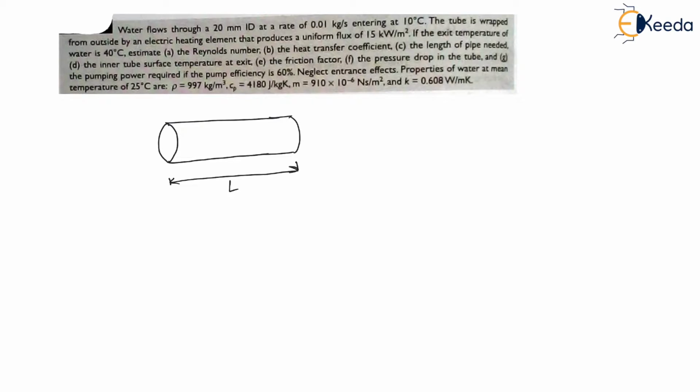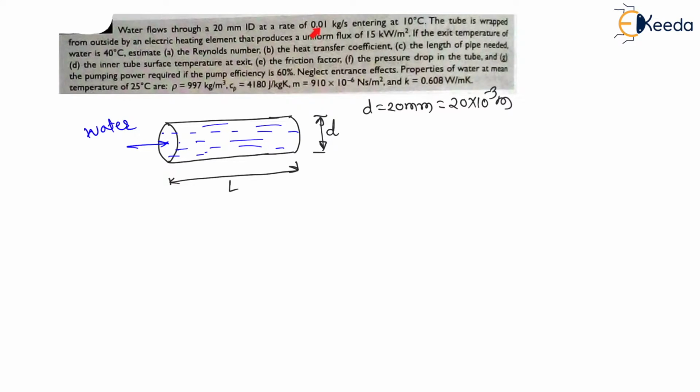And diameter D. For this pipe, the diameter is given as 20 mm inner diameter, which is 20 into 10 to the power minus 3 meter. This will be the diameter. Through this pipe, the water is flowing. Here they have again mentioned the mass flow rate of water is 0.01 kg per second. So m dot is 0.01 kg per second.